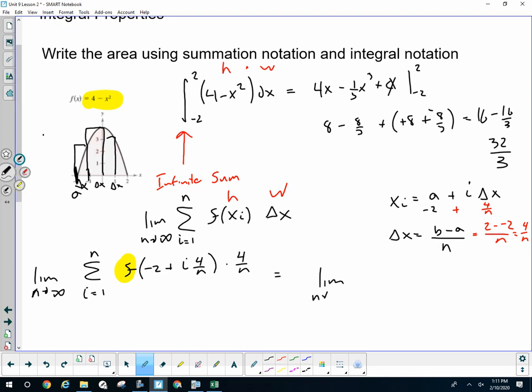The limit as n approaches infinity of the sum, i starting at 1 going to n, of 4 minus x squared, where x is -2 plus 4i over n. I just rewrote those in a different order. That's your height times your width, 4 over n.